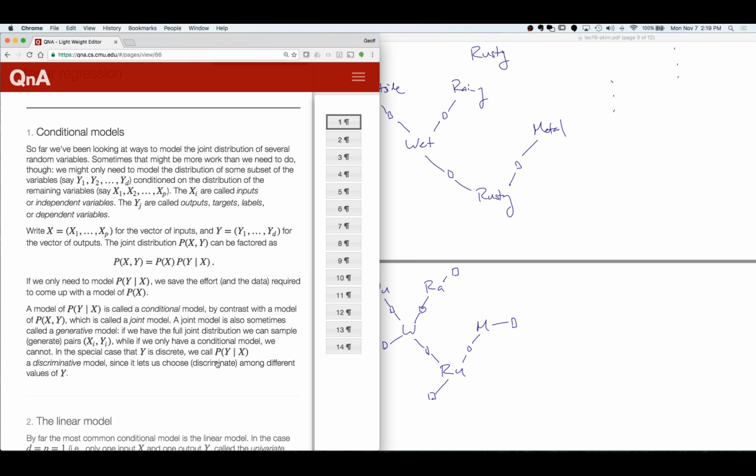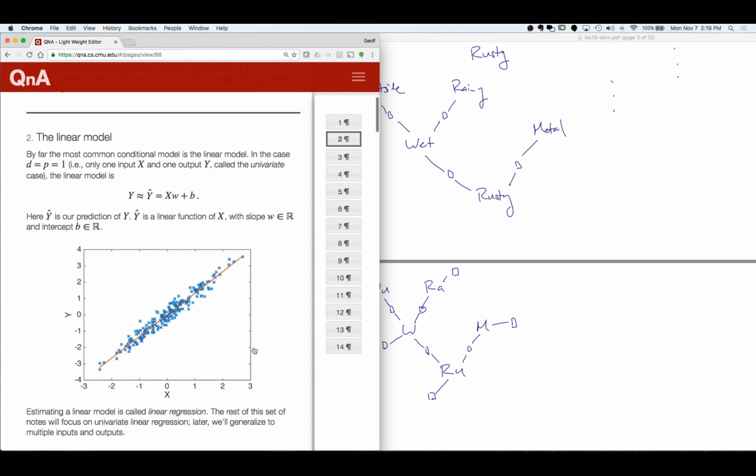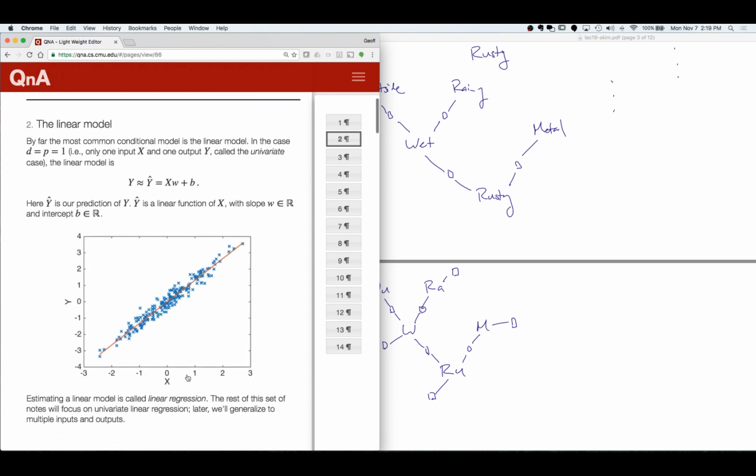So there are lots of different ways to make conditional models, and we're only going to talk about one of them, or we're chiefly going to talk about one of them in this course, which is a linear model. The linear model is sort of what you expect, right? Here's x, the input, here's y, the output, and there's a linear relationship between them plus some noise. So y hat is our predicted y, and that's going to be x times w plus b, where w is the slope and b is the intercept. And estimating a conditional linear model is called linear regression.